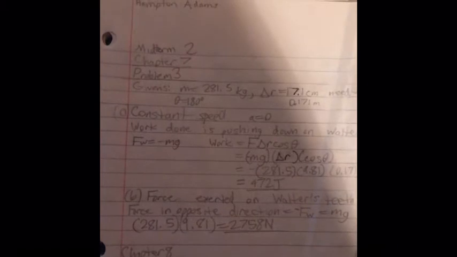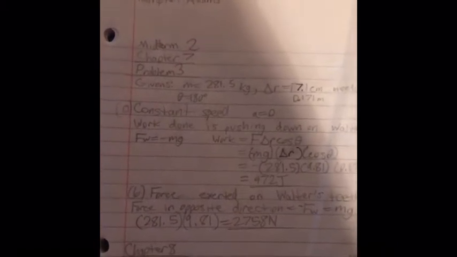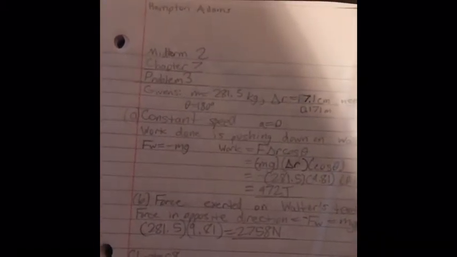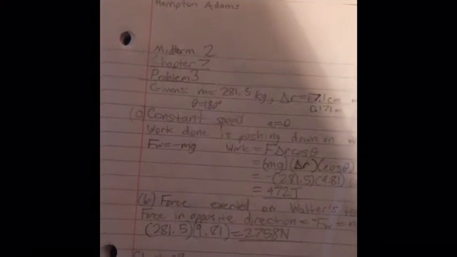Okay, so this is my midterm too. For chapter 7, I did problem 3. In 1990, Walter R. Fuel of Belgium lifted a 281.5 kg object through a distance of 17.1 cm using only his teeth. A. How much work was done on the object by R. Fuel in this lift, assuming the object was lifted at constant speed?